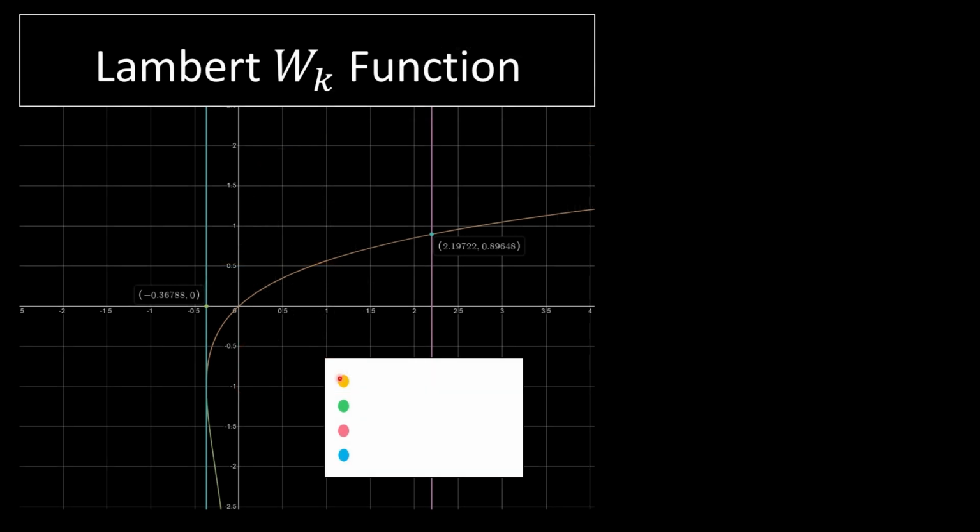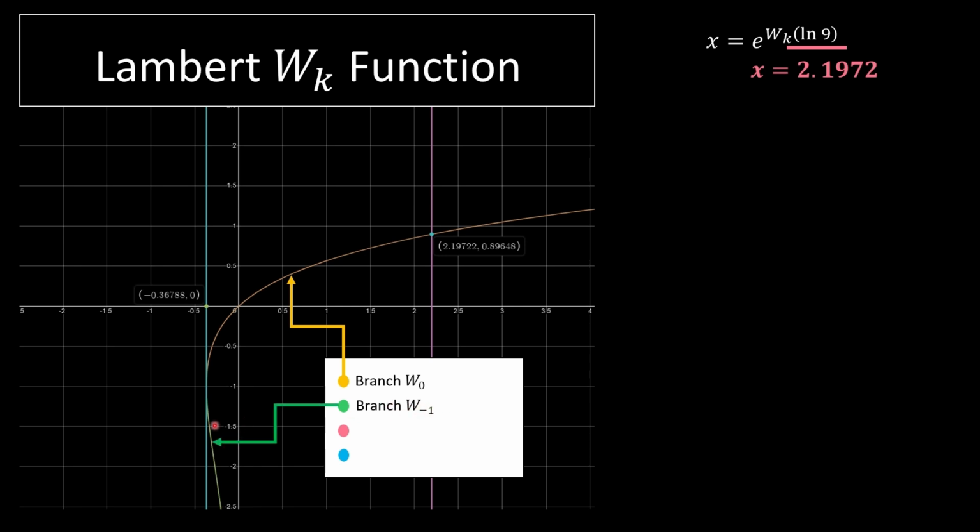And now let's move on to the graph. Over here at the graph, we know that this ln 9 is equal to 2.1972. Okay, the next step is understanding the branch numbers. The branch W of 0 is this orange line. Branch W of negative 1 is this green line. This line goes all the way to the bottom and curves down. The x is this pink line over here. And this is the asymptote, this blue line over here.